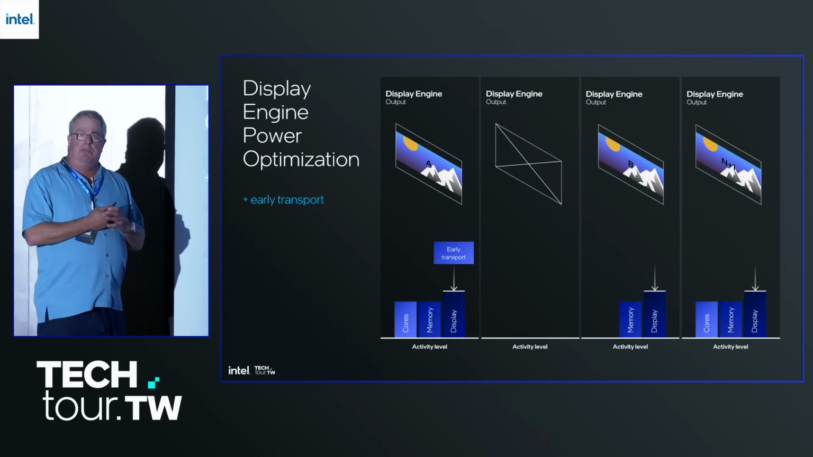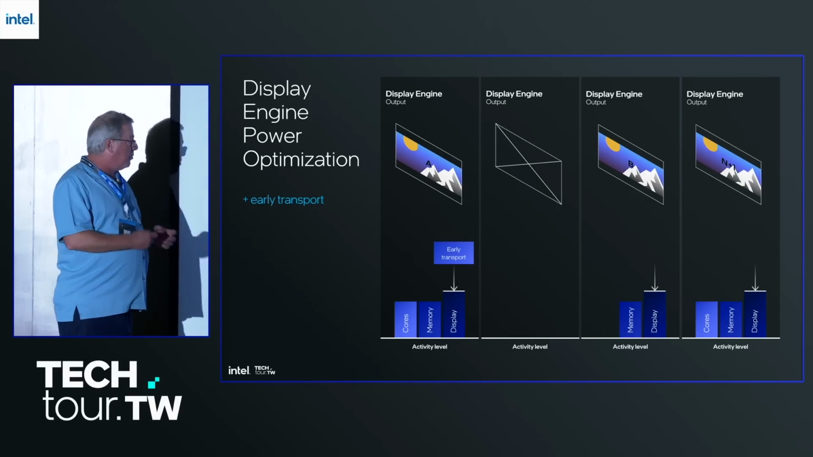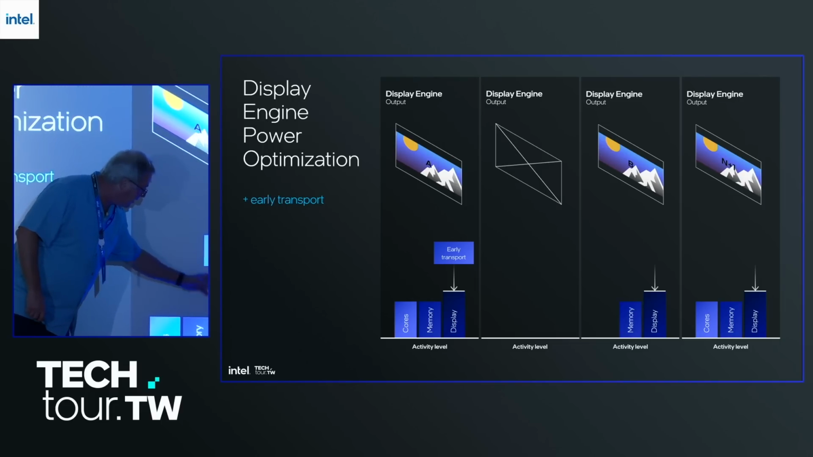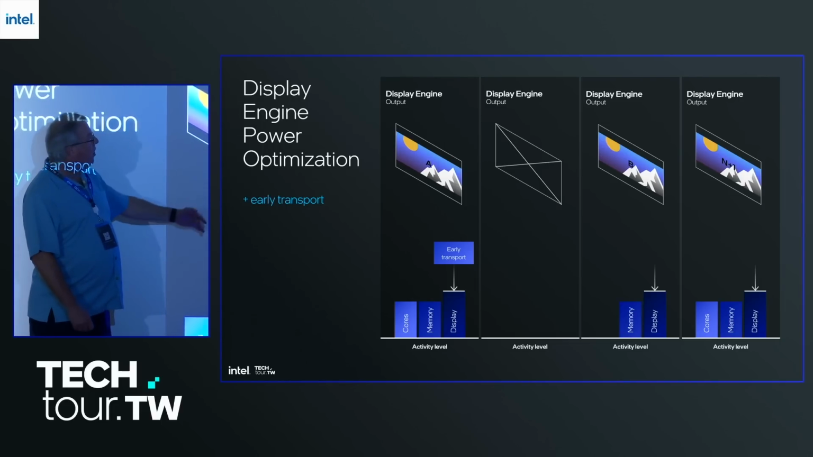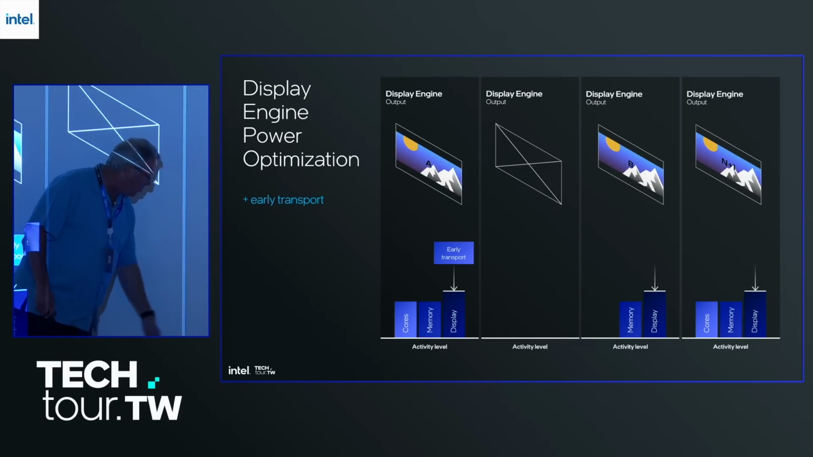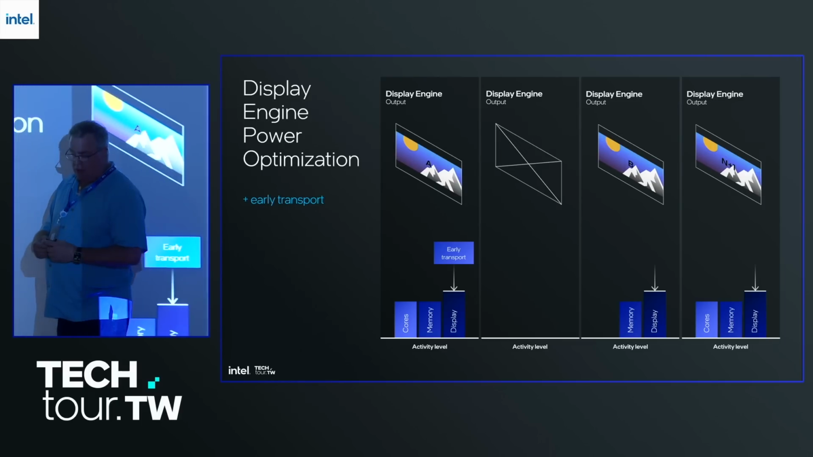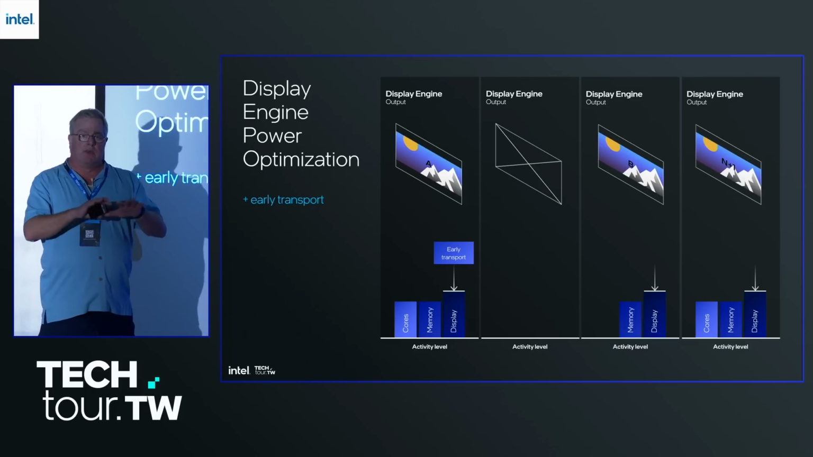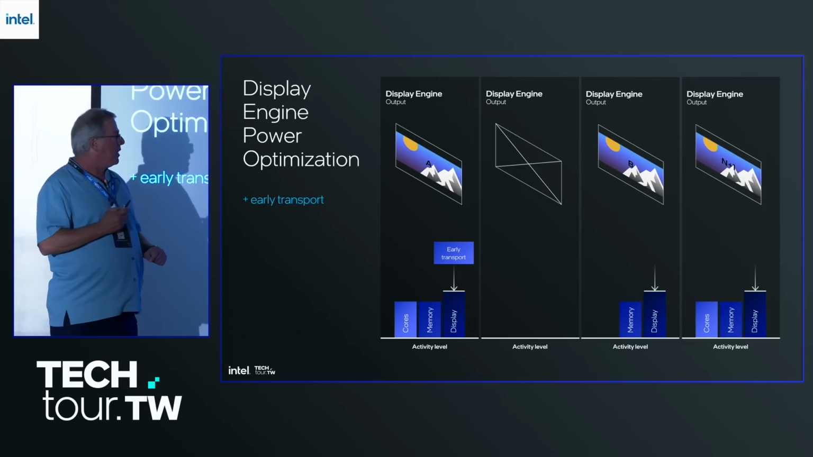What's new with eDP 1.5 is something called early transport. With early transport, we actually send the data very, very quickly. It's going to transmit all the data to the display engine, and it never actually turns on the core again. So it's another improvement upon what we're doing. It's actually a standard in eDP 1.5, so it should be broadly disseminated.